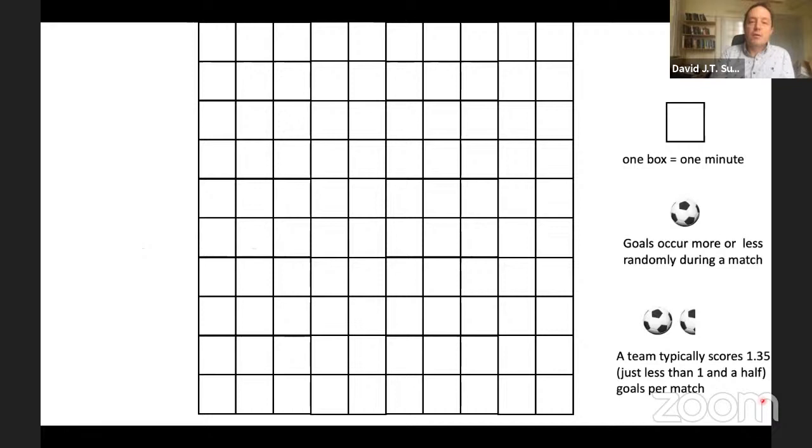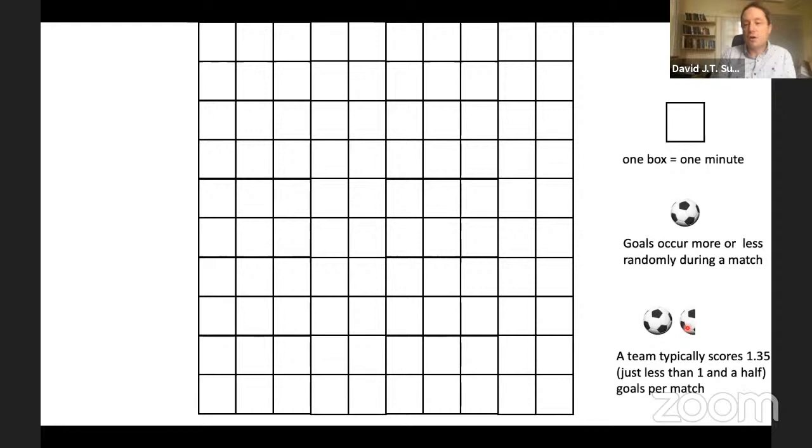Okay, so I like to make this figure because I think it brings home the point. If you divide a match into, let's say, 100 boxes, this is a 100-minute match, a bit longer than we might expect, and you say that one box is equal to 1 minute, what you're essentially saying is that goals occur more or less randomly during a match, and typically a team scores 1.35 goals, just less than 1.5 goals per match.